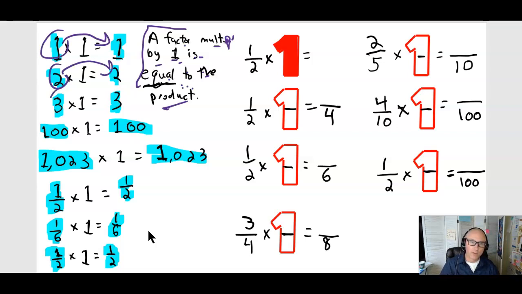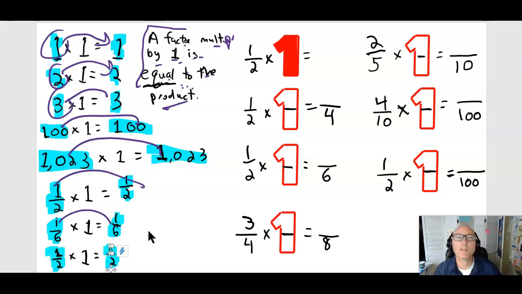2 is equal to 2. 3 is equal to 3. 100 equal to 100, see? Oh yeah, I get what that's saying. Now half is equal to half. So anytime we multiply something by 1, we're going to end up getting what we started with.